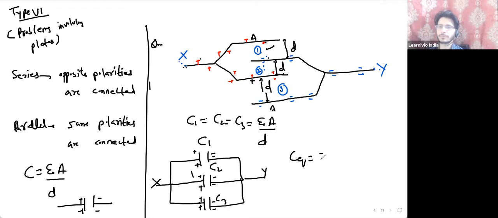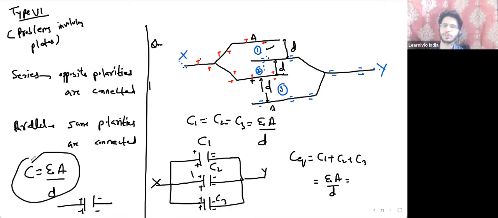Sir, is C equal to epsilon naught A by D only for parallel, or for series also? For series also, because C equal to epsilon naught A by D has nothing to do with series or parallel. This is a parallel plate capacitor. Even if you have capacitors in series, it's still epsilon naught A by D. The series or parallel combination only determines how you combine them.